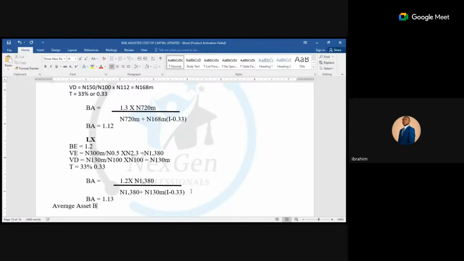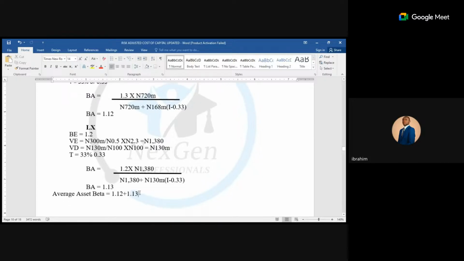Average asset beta is equal to 1.12 plus 1.13, divided by 2. Divided by 2, you have your asset beta. In a situation whereby you have more than one proxy company, you look for the average, then you get your BA. So what do we have? 1.125.